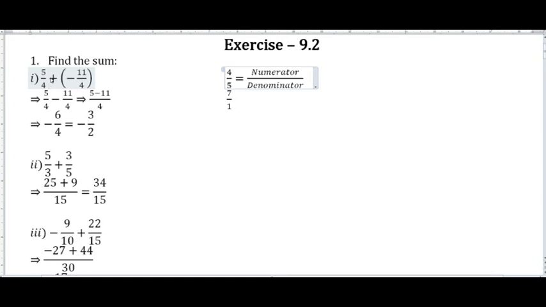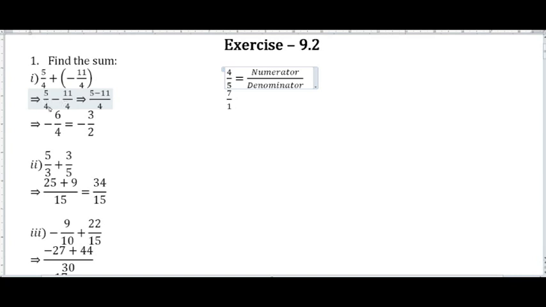Here the question asks you to find out the sum. That means 5/4 plus, here inside the bracket there is -11/4. So when the bracket is removed, 5/4 plus into minus is always minus 11/4. Even when the question asks you to find the sum, here the mathematical signs are different, that means you have to subtract the second one from the first one.